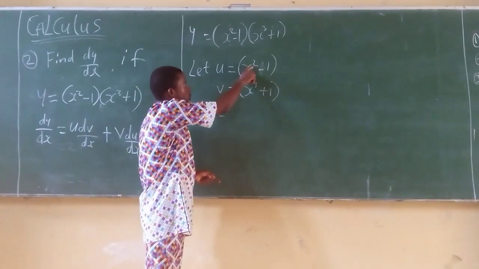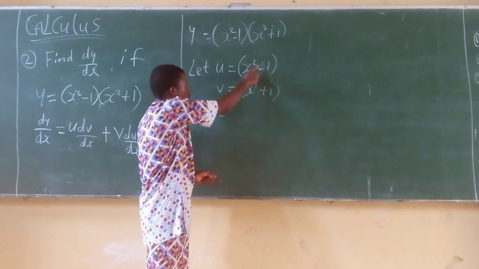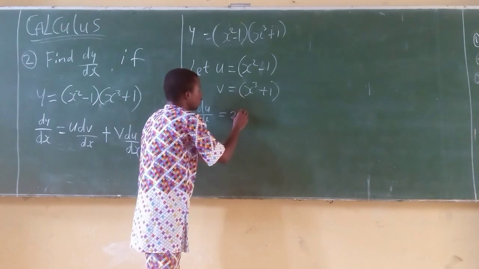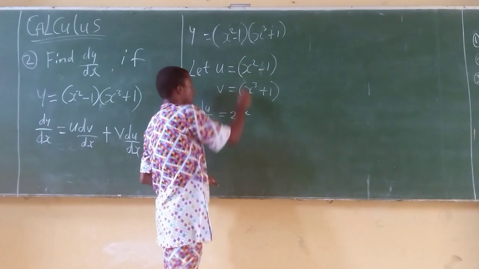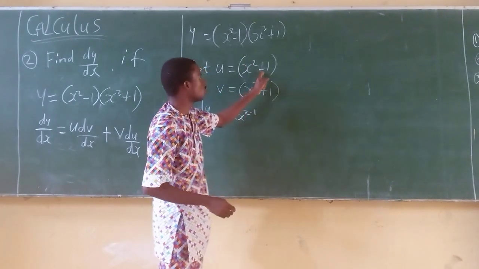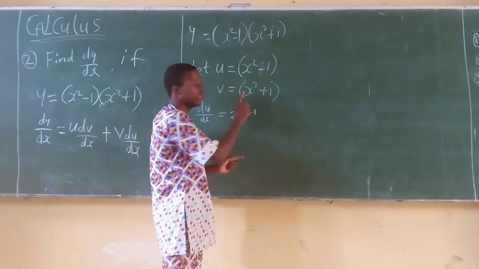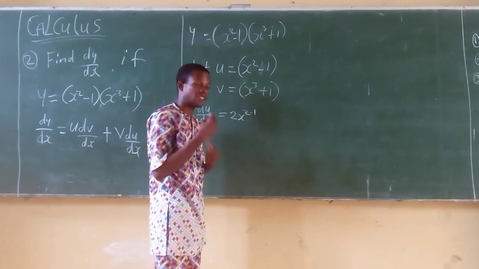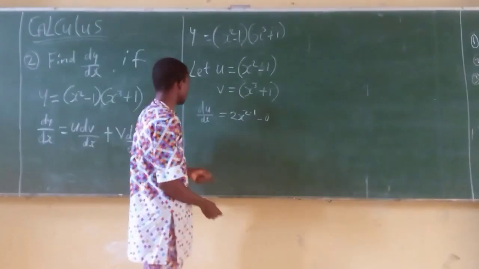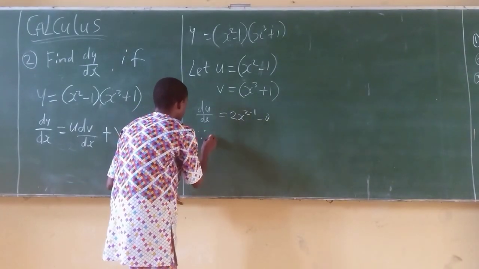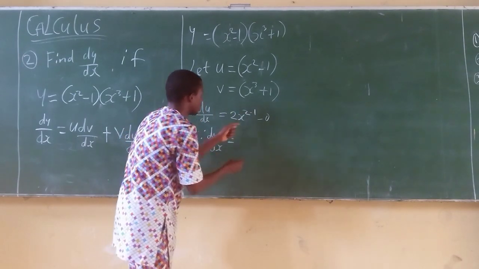I have x squared minus 1, right? So we differentiate this one by the power rule. x squared, use the 2, becomes 2 times x, and we subtract 1 from the power. Then we come to minus 1. It is a constant, there's no x attached to it, so this becomes minus 0, because it's a constant.